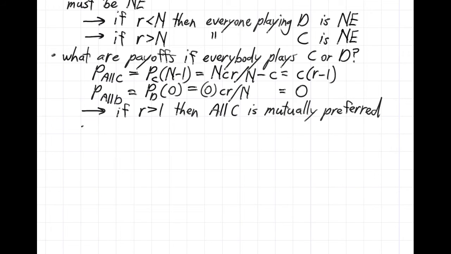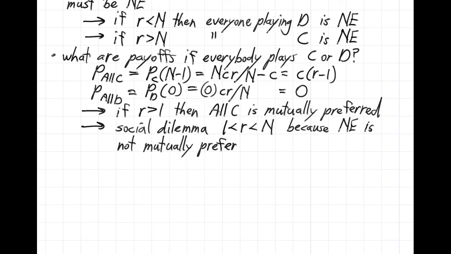So that means that in the case that 1 is less than R and R is less than N, in that range, we have a social dilemma, because the Nash equilibrium is not mutually preferred. The players would like to agree on another outcome, but because of their own self-interest, it's a difficult thing to do. Each one of them will be tempted to defect from the mutual all-cooperate strategy. Oh, I see, I left out a word here. There's a social dilemma, let's say, for the case 1 is less than R is less than N.